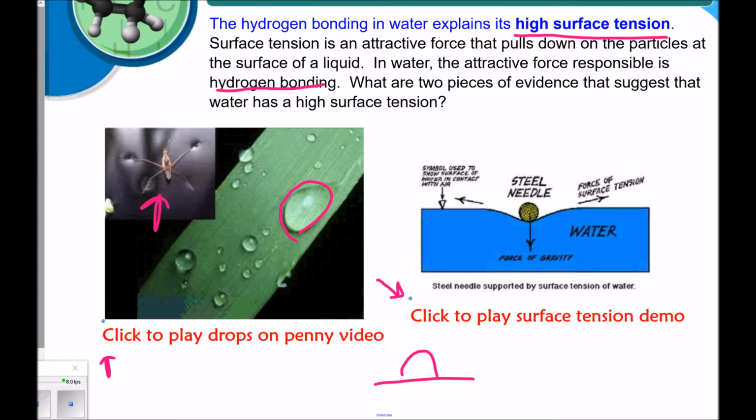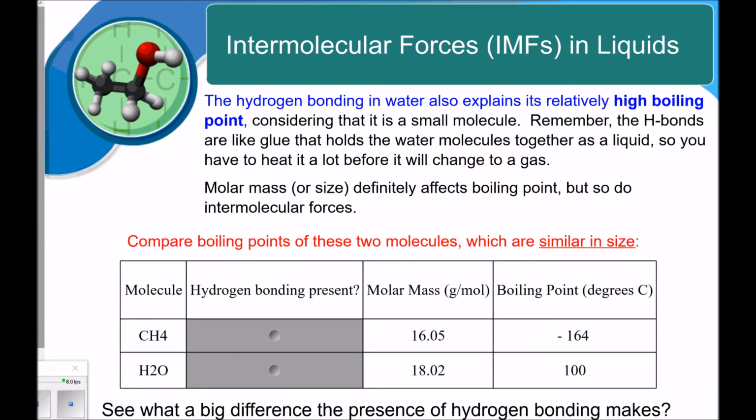The hydrogen bonding in water also explains its relatively high boiling point, considering that it's such a small molecule. Remember, the hydrogen bonds are like glue that hold water molecules together as a liquid, so you have to heat it a lot before it changes to gas. So when you add heat, it actually breaks those hydrogen bonds apart so that it evaporates and turns into a gas. It says molar mass or size definitely affects boiling point, but so do intermolecular forces.